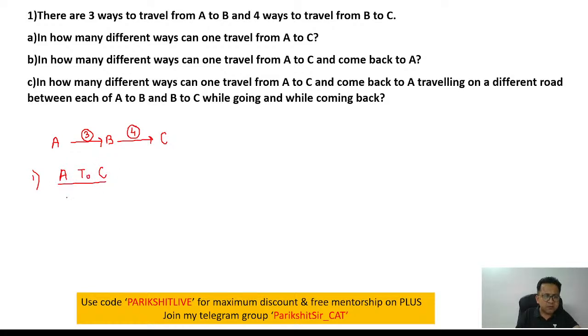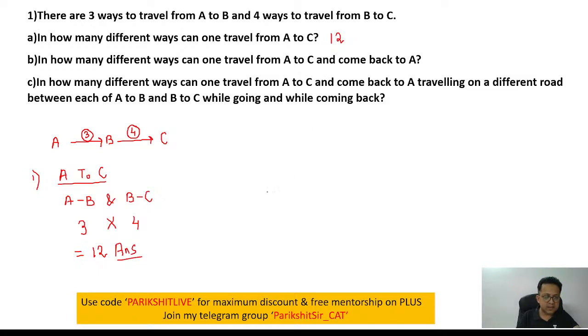So A to C would mean you need to go from A to B and B to C. Will you agree? It's not or. Will you use or, A to B or B to C? No, you have to follow the entire path. A to B and B to C. So A to B, how many ways? 3 ways. B to C, how many ways? 4 ways. And you know it's an and here. So moment you have an and, we discussed, you're going to apply multiplication. So 3 into 4, 12. That's going to be your first answer. Answer is 12.